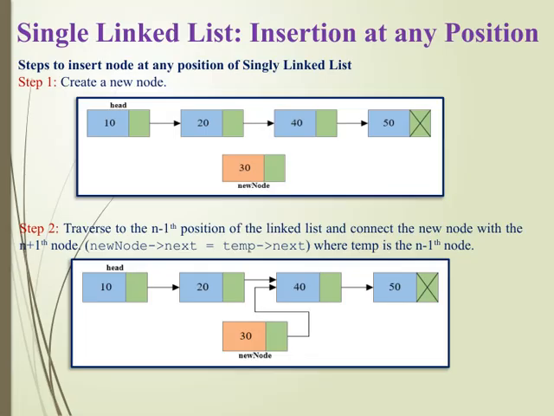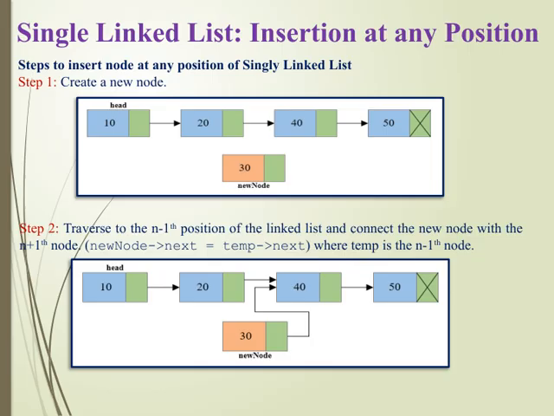Let's walk through the steps to insert a node at any position in a singly linked list. First, we need to create a new node. This is the starting point, as we always need a fresh node to insert. Once we've created the node, the next key step is to traverse the list to reach the position right before where we want to insert the new node. Specifically, we go to the N-1 node, which is the node just before our target position.